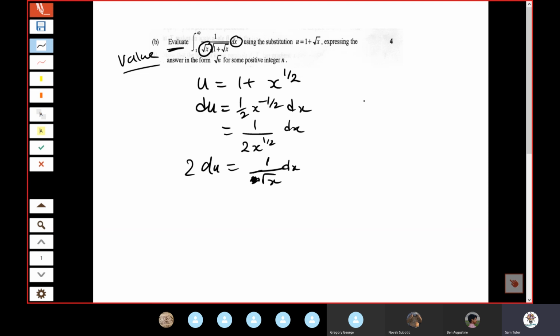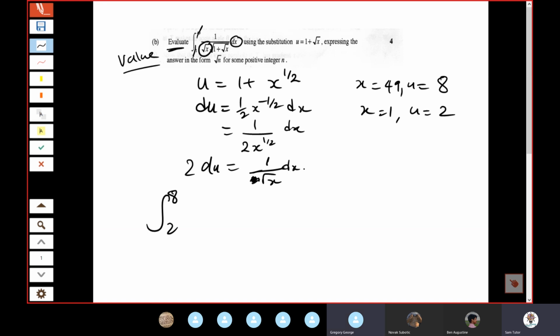Then I've got to change my limits. So x equals 1, 49, u equals. So when x equals 49, I get square root of 49, which is 7. 7 plus 1 is 8. When x equals 1, 1 plus 1 is 2. So let's do this again. Integral 1. 1 becomes 2. 49 becomes 8. And if it's easier for you guys to keep crossing out every time you've used something, just do that for the time being.